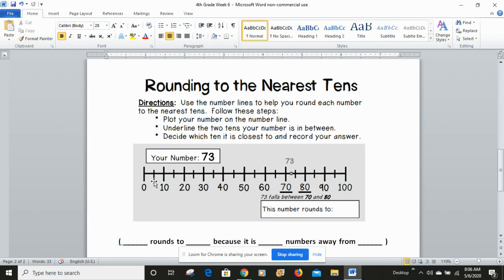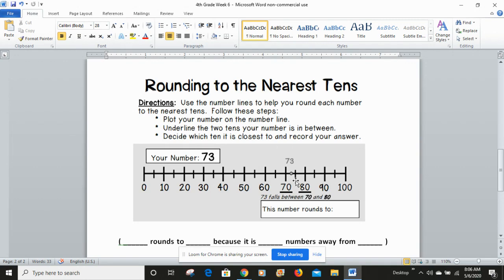You'll notice that they put another little mark in between the tens. So this would be 5, and then another 10 would be 15, 25, 35, 45, 55. And it gets you just more of a reference mark on the number line so that you can better plot that point on the number line. So you can see that 73 falls between 70 and 80.